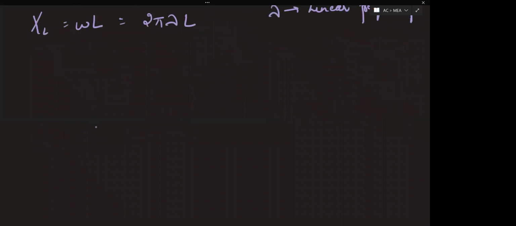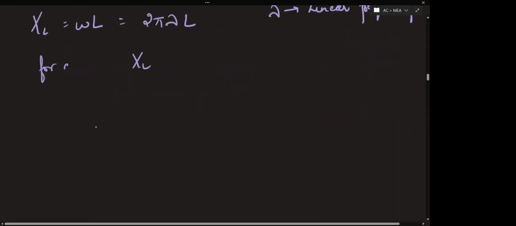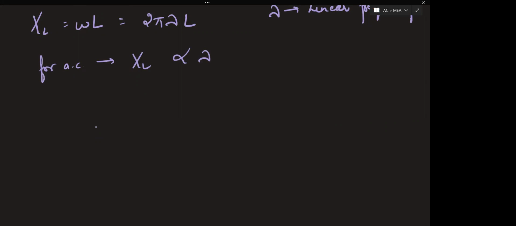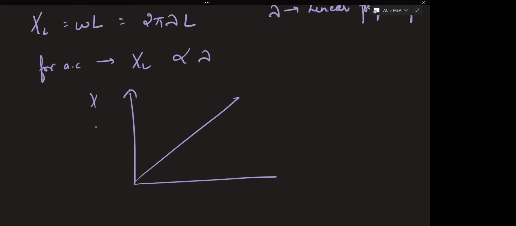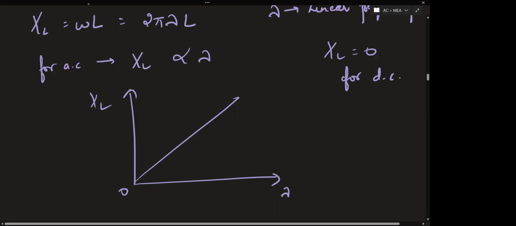See, for AC, alternating current, this XL is directly proportional to frequency, as you can see. So if the graph is plotted between XL and the frequency, the graph is a straight line. It starts from origin, this will be exactly 0. And remember, the value of XL is 0 for DC. Fine, this was all about XL.